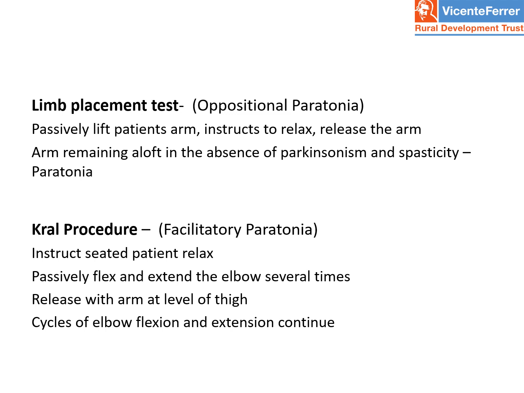The Kral procedure helps in assessing facilitatory paratonia. We instruct the seated patient to relax, and then passively flex and extend the elbow several times, and then release the arm at the level of the thigh. Even after releasing the arm at the level of the thigh, there will be continuous cycles of elbow flexion and extension which will continue for a few cycles. This is due to facilitatory paratonia. So this test is called the Kral procedure.